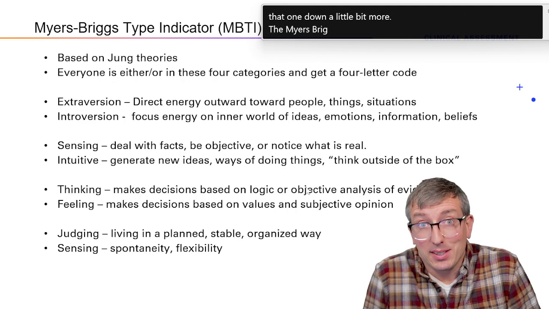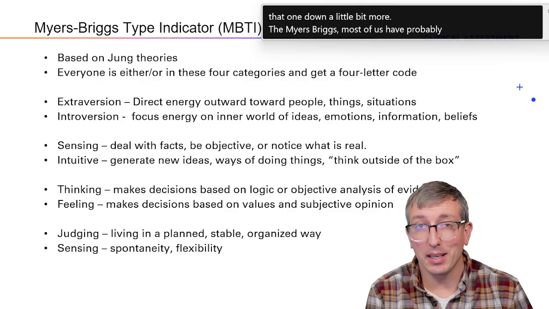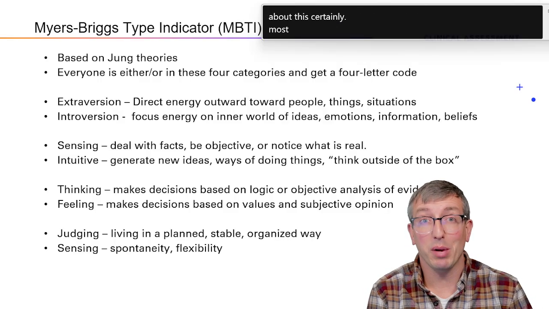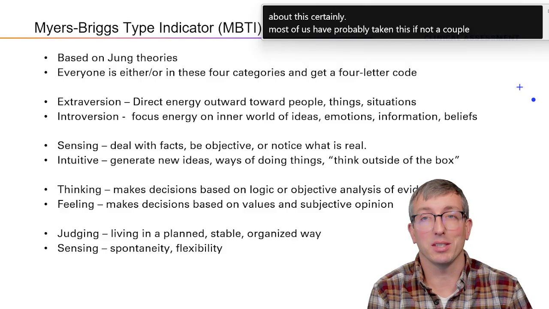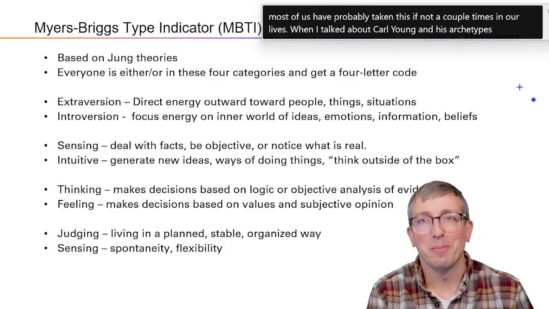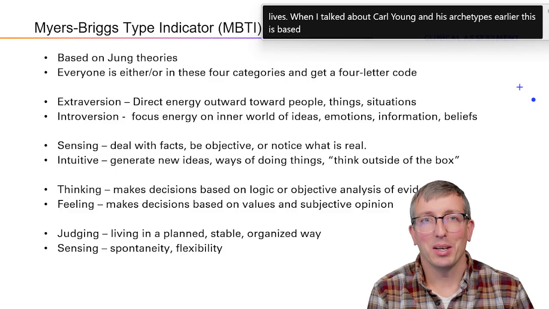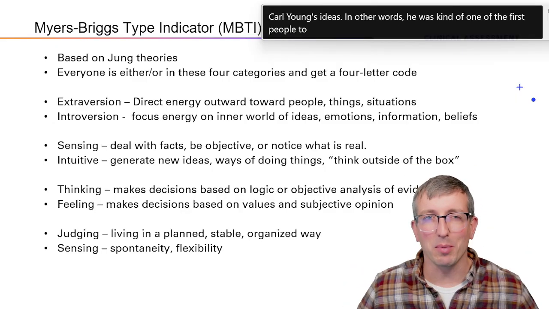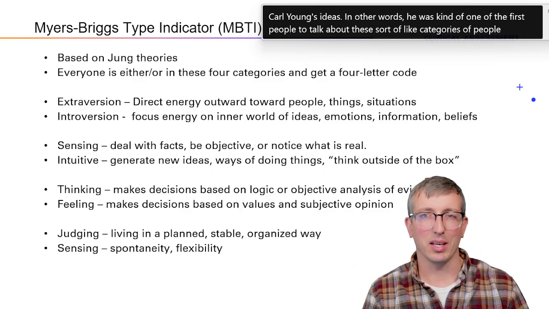The Myers-Briggs. Most of us have heard about this, certainly. Most of us have probably taken this, if not a couple times in our lives. When I talked about Carl Jung and his archetypes earlier, this is based on Carl Jung's ideas. In other words, he was one of the first people to talk about these sorts of categories of people, I think.